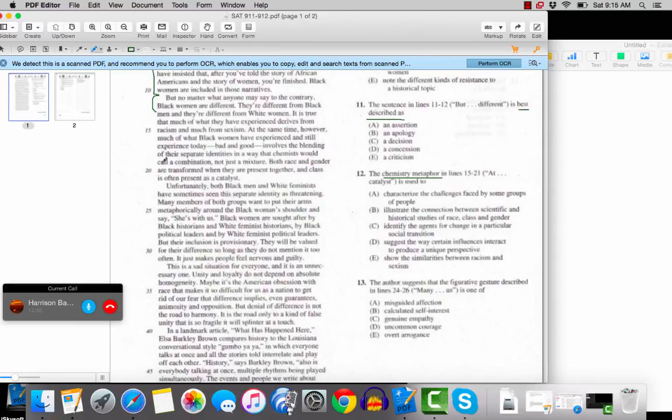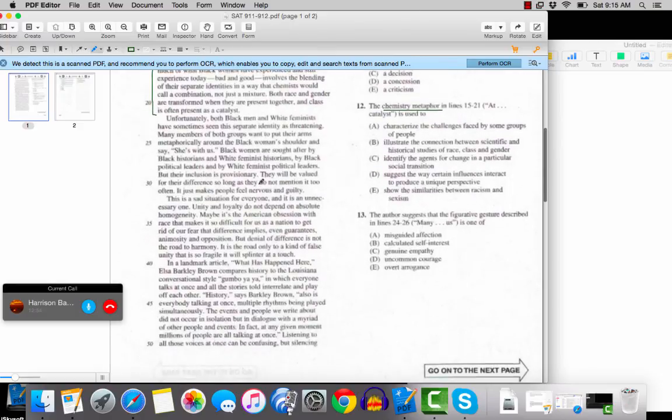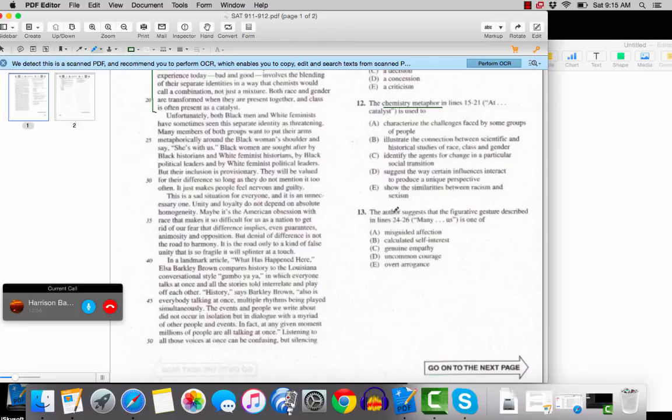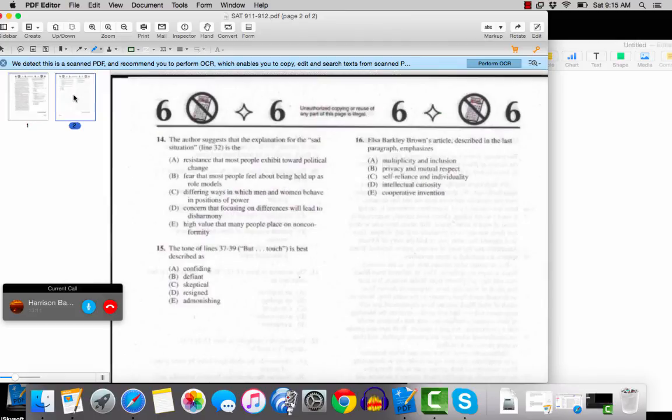Chemistry metaphor. And then 15 to 21. I'll explain why we're doing this in a second. The author suggests the figurative gesture described in lines 24 to 26 is one of... Figurative gesture. That's what we're going to be looking for, the figurative gesture. And then 24 to 26. Great. Notice we're not looking at anything. All we're doing is marking up the passage.